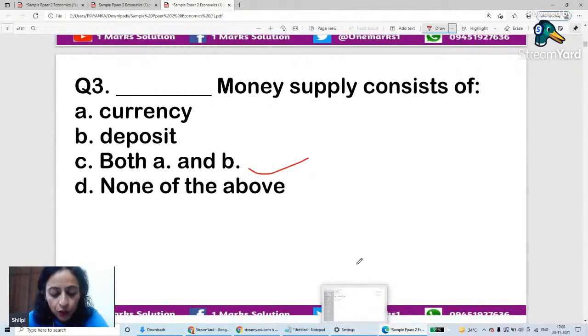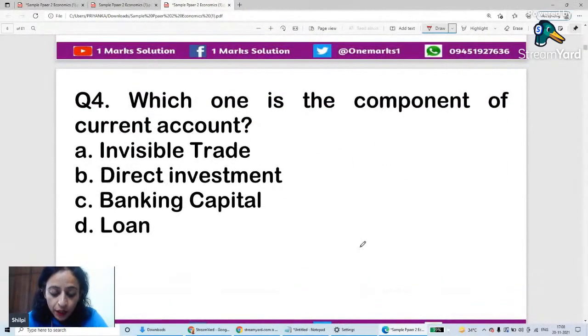Question number 4, which one is the component of current account? Here we are talking about the components of current account. You all must be knowing about BOP. So under balance of payment account, we have current accounts and capital accounts both. So invisible trade is the correct option for current account. Otherwise, direct investments, banking capital and loan, these are all the components of capital account only, right? So option A, invisible trade, is the correct answer.